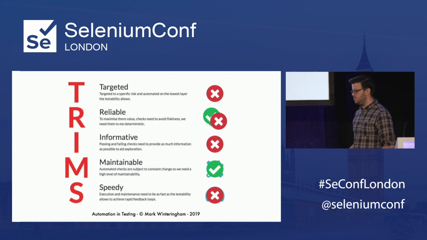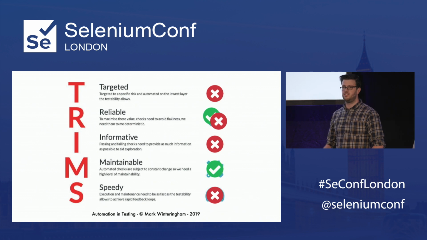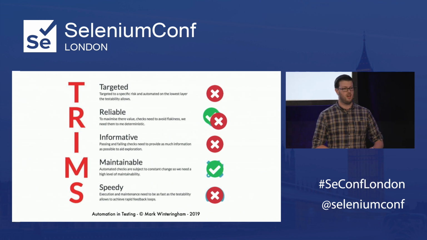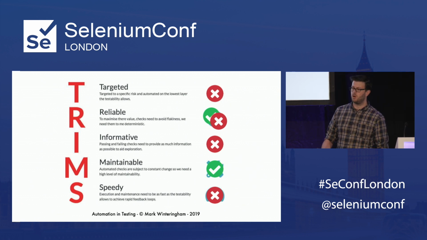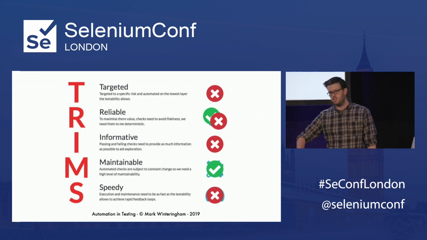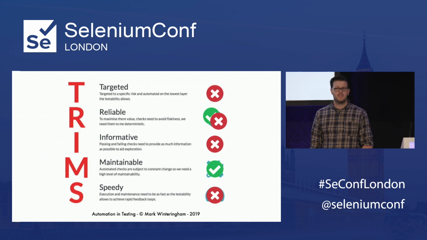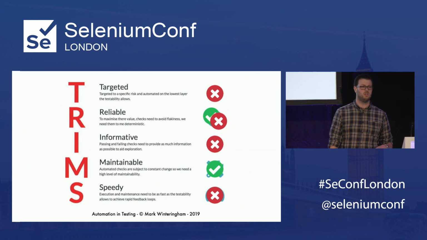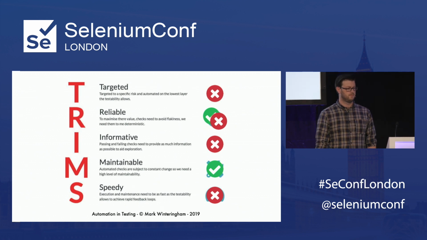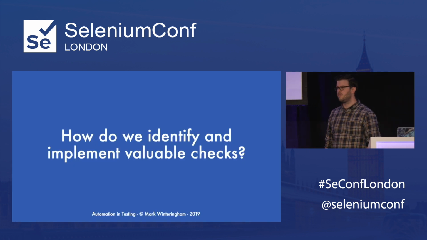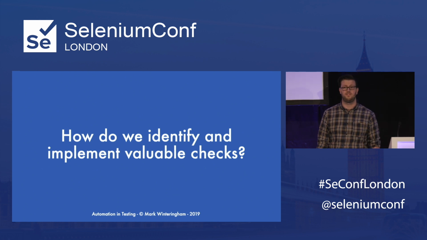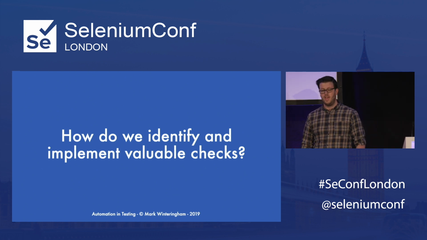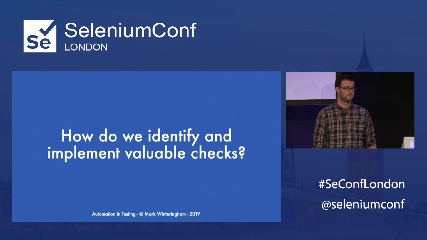So this pattern that we typically see created with our automated checks, where we try and do everything all in one go, this sort of big bang approach, full stack check, test everything at the same time, is not necessarily going to give you the value that you're expecting. So if it's not the right thing for us, how do we go about implementing valuable checks? How do we identify the opportunities for them? And then how do we go about implementing them?